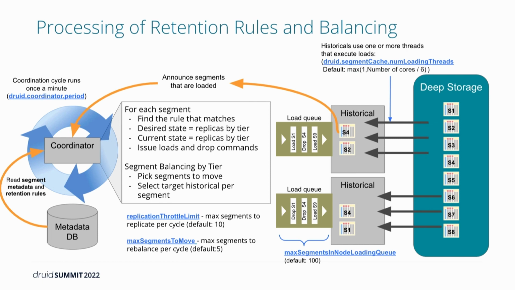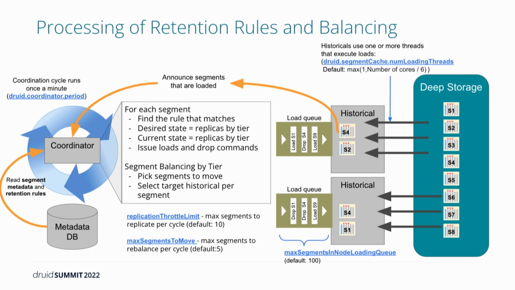If you look at the replication throttle limit, that determines the maximum segments to replicate in each cycle. This is different than just loading new segments, right? There's two different activities here. The coordinator prioritizes loading segments that have 0 replicas in the tiers that they should have at least 1 replica in. So it'll do those first. And then it'll look for under replication and pick which segments to replicate, so to issue more commands to other historicals so that it creates replicas of these segments in other historicals.